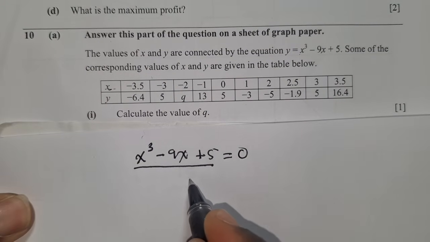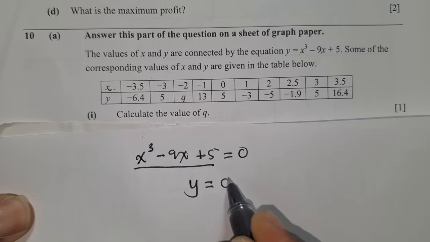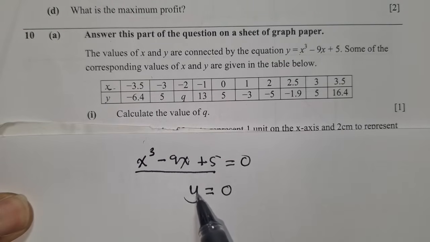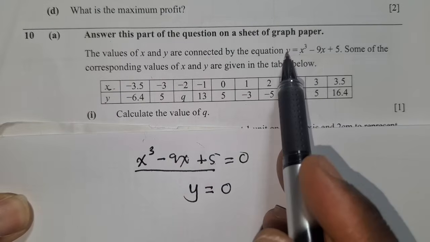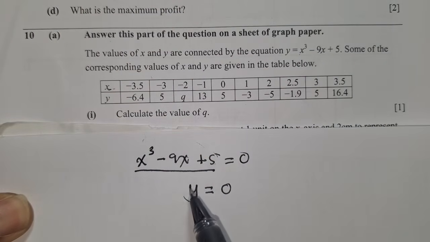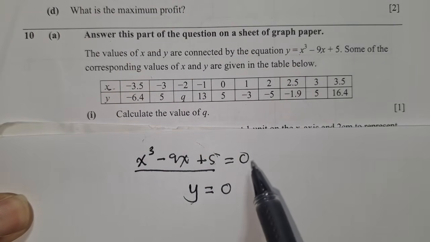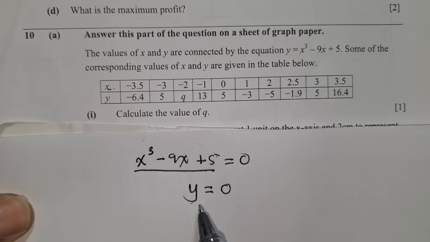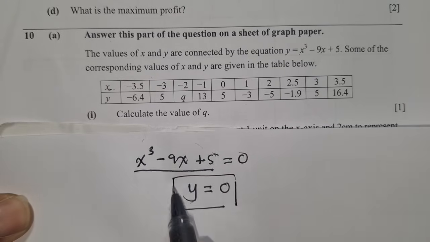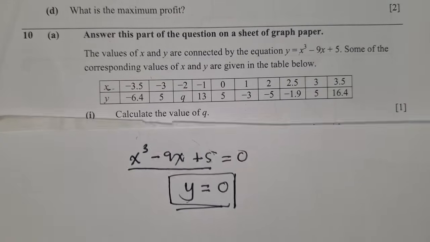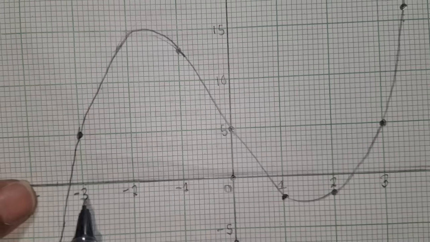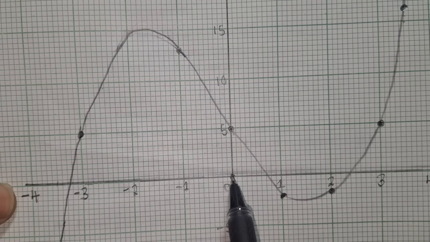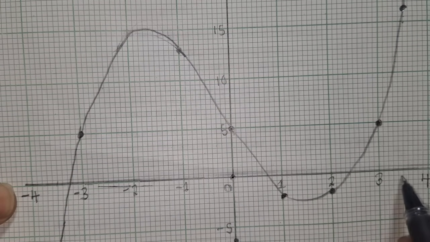Meaning you're going to say all of this is equal to 0. Y is equal to 0. So all of this is equal to y. Can you see they're saying y is equal to this? Meaning this is the y. So we shall say y is equal to 0. And then when we say y is equal to 0, we graph the equation y is equal to 0. So let me show you. So y is equal to 0. It will just be this. This is where y is equal to 0. So it will be the x-axis like this.